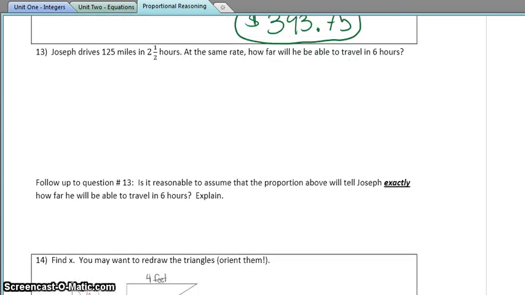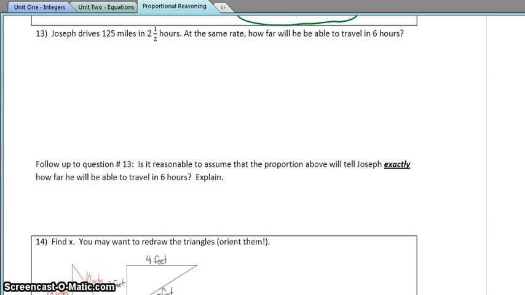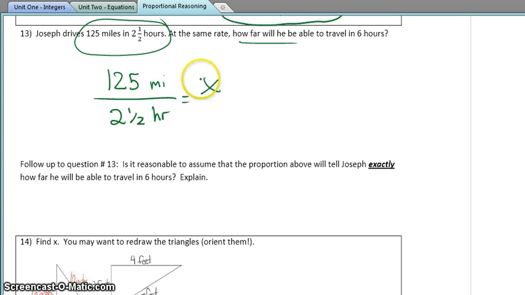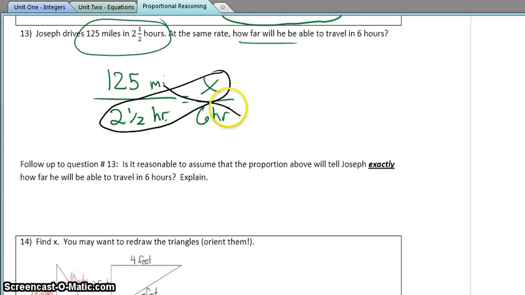Joseph drives 125 miles in 2.5 hours. I'm going to read that first and make a ratio. Start with my first ratio. And I'm labeling units, very important. How far will he be able to drive? I don't know. That's going to be X, how far in miles, over 6 hours. Notice how hours are both on the bottom, hours and hours. Okay, let's cross multiply, or take the cross products to find our answer.